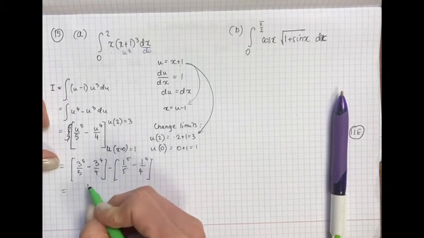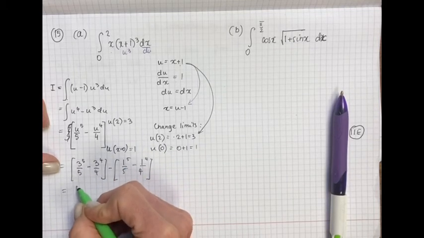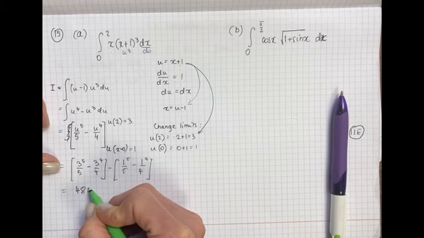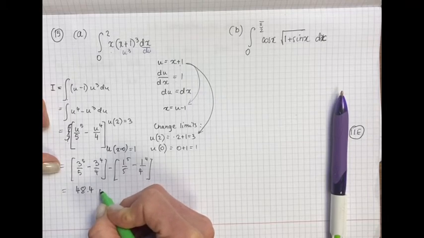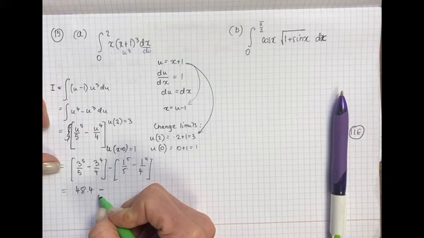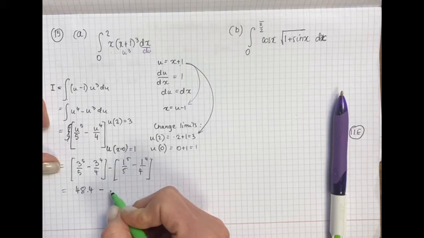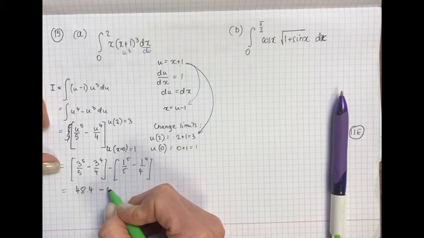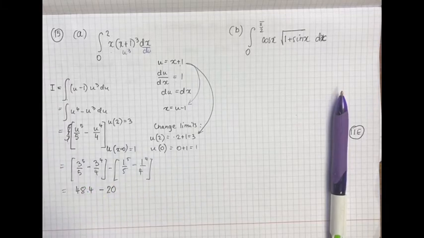Working it out, it gives us 48.4 minus 20. I don't know why that's 20 in there. I'm just copying right now because I don't have a calculator.